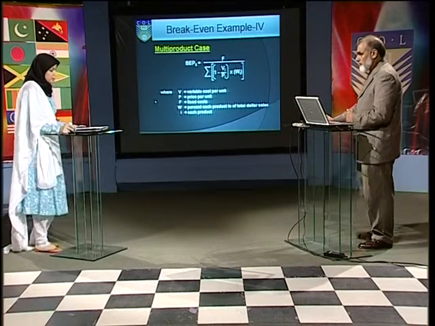Now, sir, generally a factory or a production facility produces multiple products, say an oil pipeline transports crude as well as the refined products in different capacities having different cost profiles. How is this situation handled?